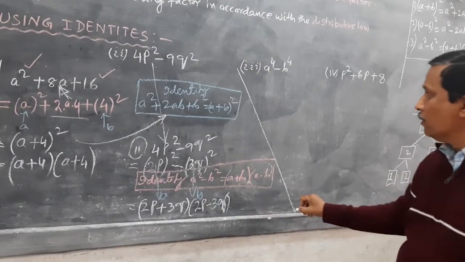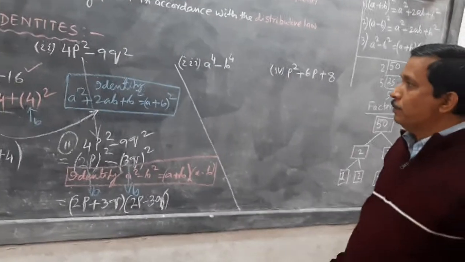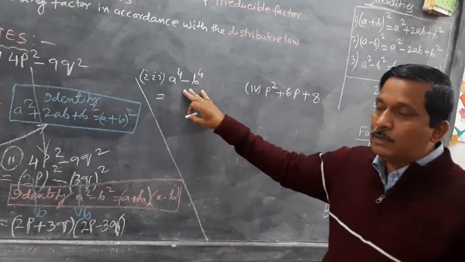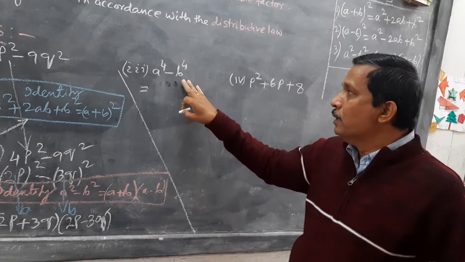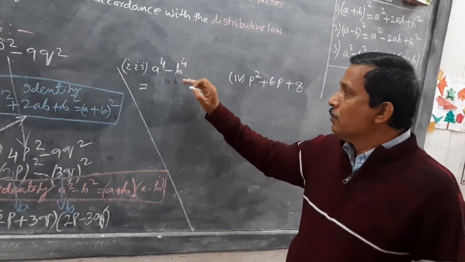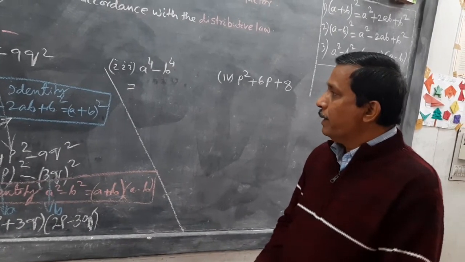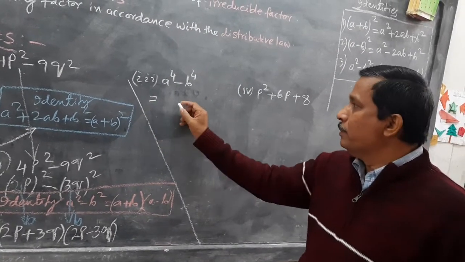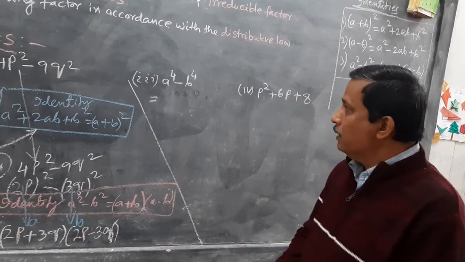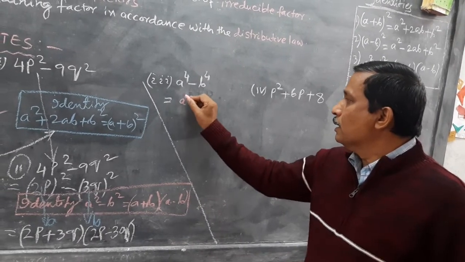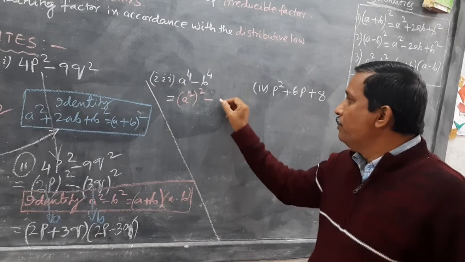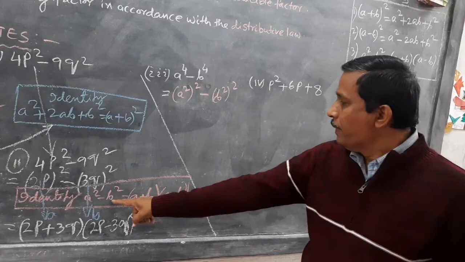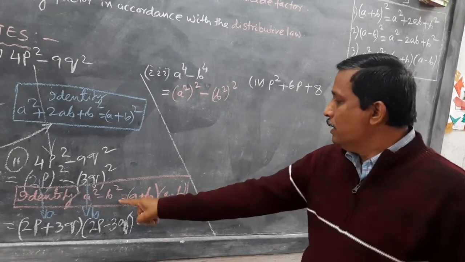Again, the next problem is a fourth minus b fourth. You see here, this is a very interesting problem and it is coming in examinations. From the examination point of view, you have to understand this problem. Then you will practice other problems like this. Whatever I have told you previously, a fourth is whose square? (a square) square. Minus b fourth is whose square? (b square) square. So you see here, this identity is again used.